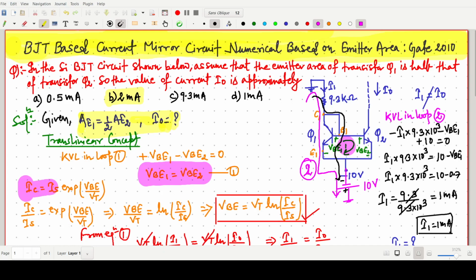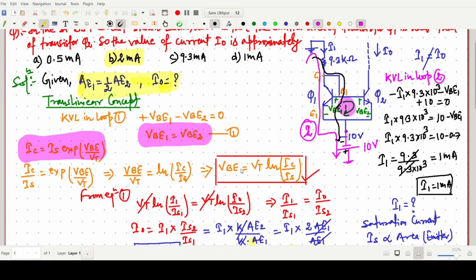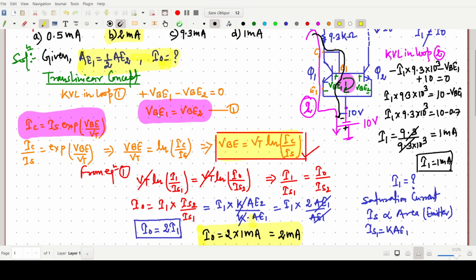Now we know one relationship: IC, collector current, equals IS EXP VBE by VT. From there we can write this VBE equation. Now corresponding VBE1 and VBE2 we can simply write, by writing these two terms, left-hand side and right-hand side. Now this VT will be the constant thermal voltage, so it will give the relation I1 by IS1 equals I naught by IS2 we can write.